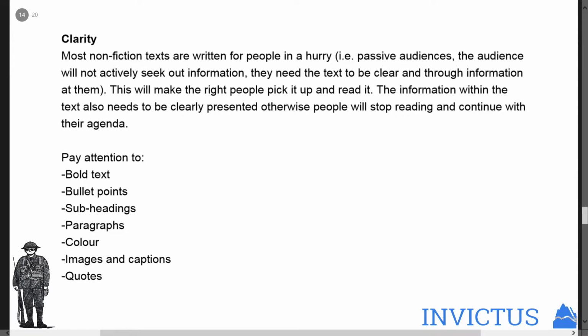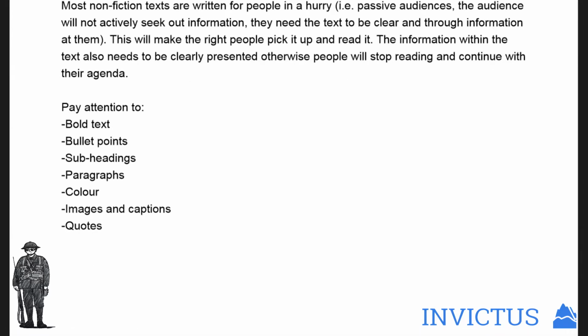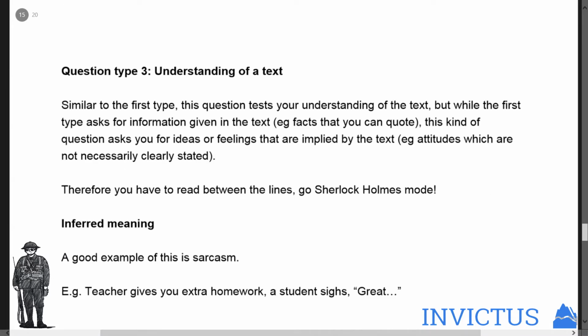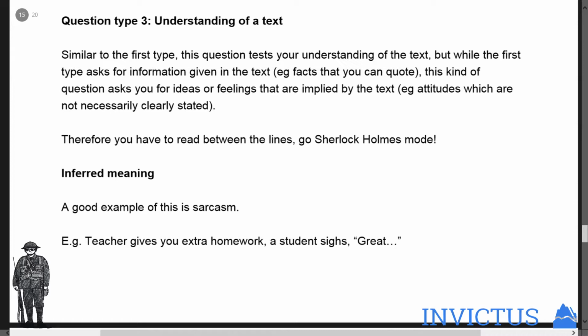Clarity, and of course here they're mostly written for people in a hurry because they're just walking by. Passive audiences, people hand out flyers, posters outside restaurants, that kind of stuff. So they need to be clear, bold, and just chuck the information at them, so it will make people pick it up, read it, stop for a while, and maybe take interest in the product or the text. So pay attention especially to color, bold text, bullet points, images, and captions. These four, because these are the ones that throw the information the fastest. And if they're big fonts, obviously that works a lot more.